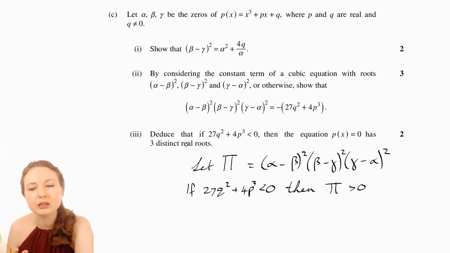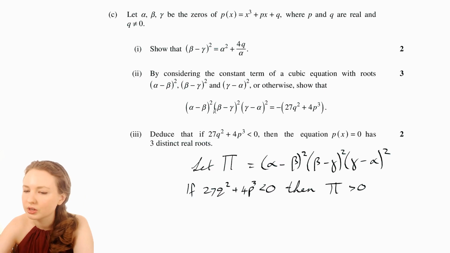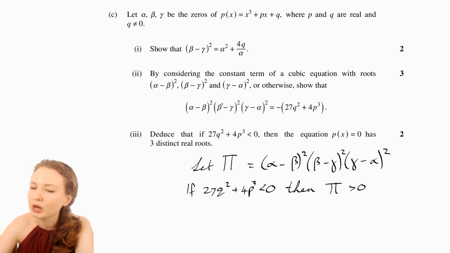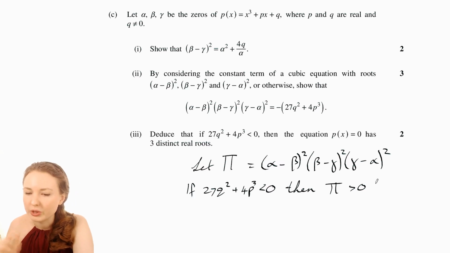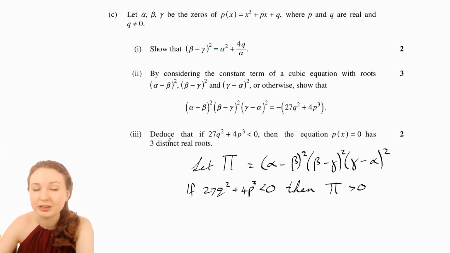Now, distinct means that like alpha is not equal to beta, and so on. So you can see here if alpha were equal to beta, this would be 0, and then that whole thing would be 0, and we know that that's not true because we've got that it's greater than 0. So we can start out by proving that they're distinct quite easily.